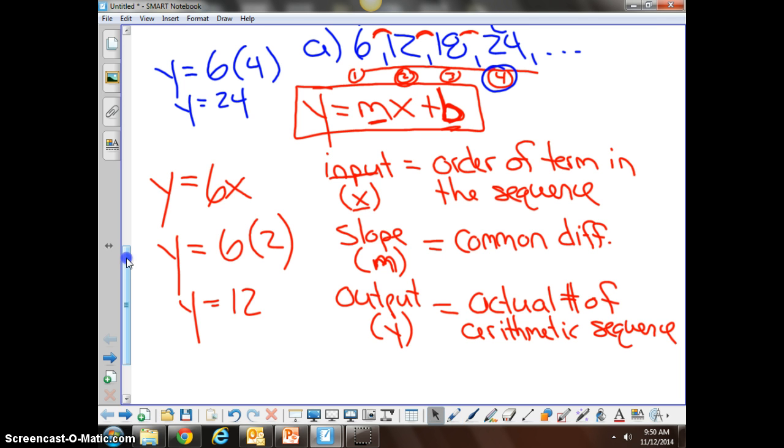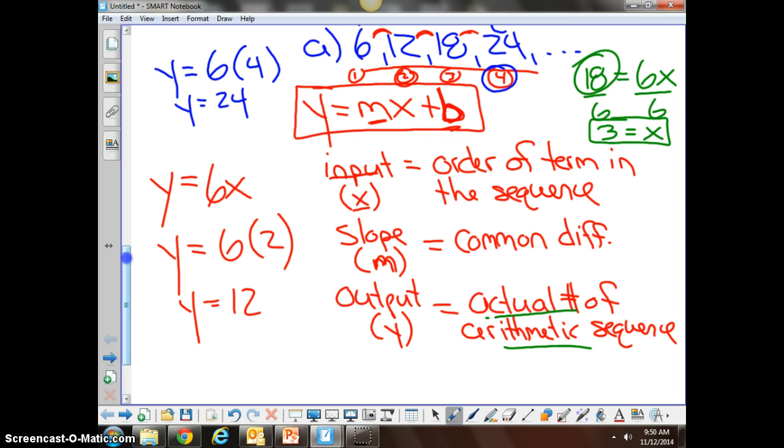Okay, it's going to be fun. If we know that 18 is the actual number of the arithmetic sequence, and we know that 6 is the common difference, we want to know what term, or what is the input term we're talking about. We would divide by 6, we would divide by 6, 3 equals x. The third term is what's going to give us an output of 18.